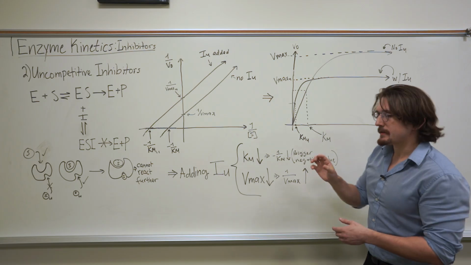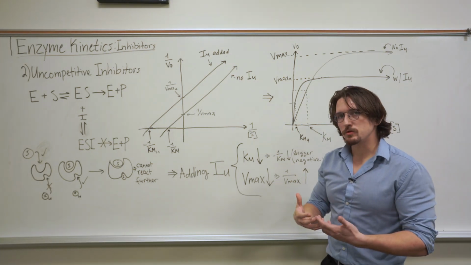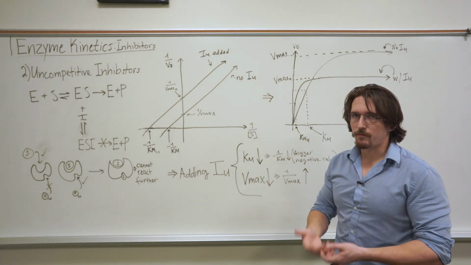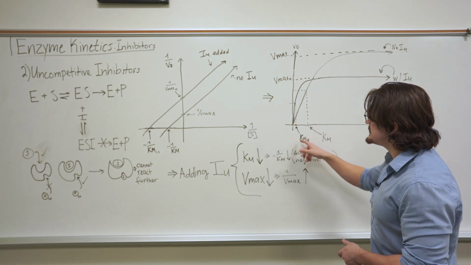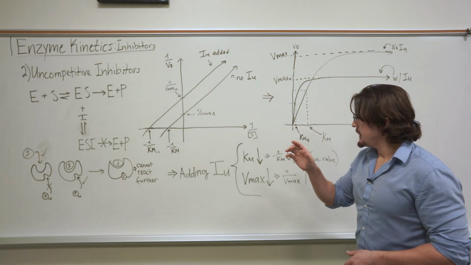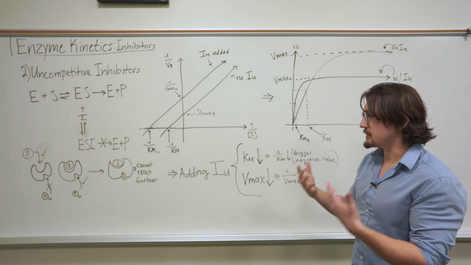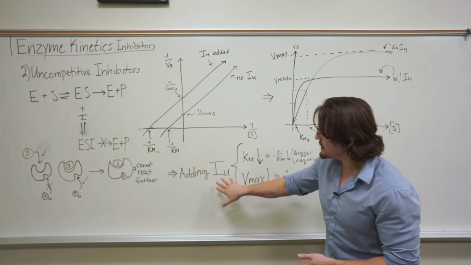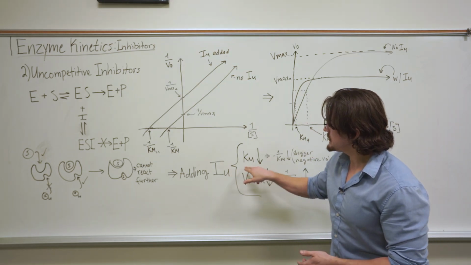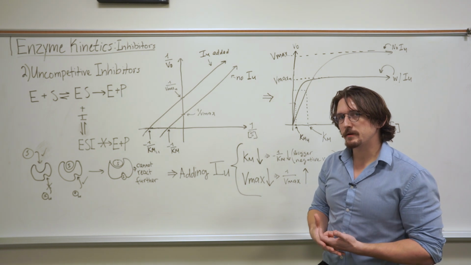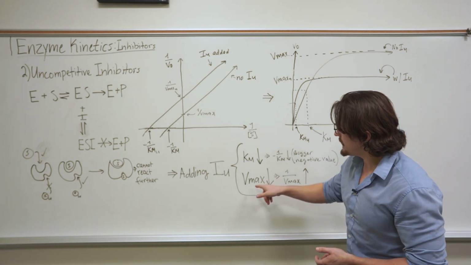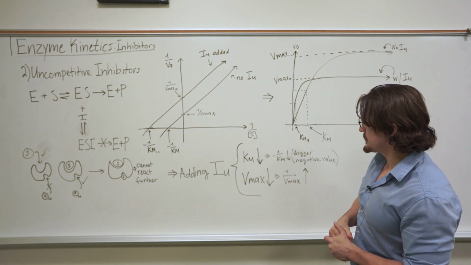And remember that the Km corresponds to the affinity of the enzyme for the substrate. And if the Km is decreasing, it means that the affinity of the enzyme for the substrate is actually increasing, okay? So uncompetitive inhibitors actually decrease the Km and therefore increase the affinity of the enzyme for the substrate, and then they decrease the Vmax, okay?